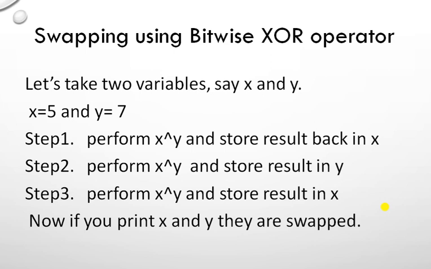In all three operations, the same bitwise XOR is performed. Let's say x is 5 and y is 7. Perform bitwise XOR between x and y, and store the result in x. Perform bitwise XOR again between x and y, and store the result in y. Again perform bitwise XOR between x and y, and store the result in x. If you inspect the values of x and y now, you will find them swapped. How? I'll demonstrate here.